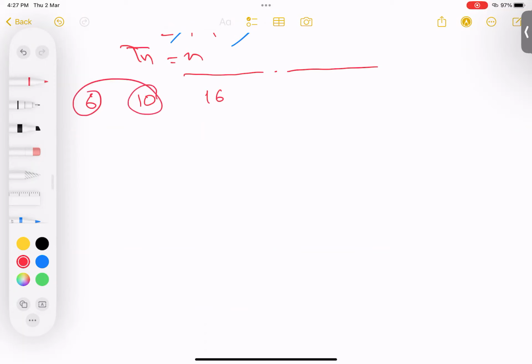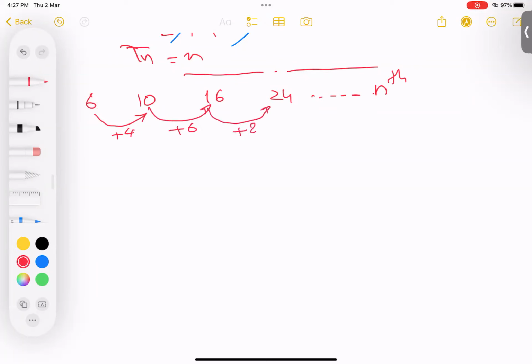10 minus 6, you check it, it becomes 4. But 16 minus 10 is not a 4. It's a 6. All right. And here, let's say I have 24. So this is the nth term I'm looking for. So I repeat my words. You check it, 6 plus 4, you're getting 10. 10 plus 6, you're getting 16. 16 plus 8, you're getting 24.